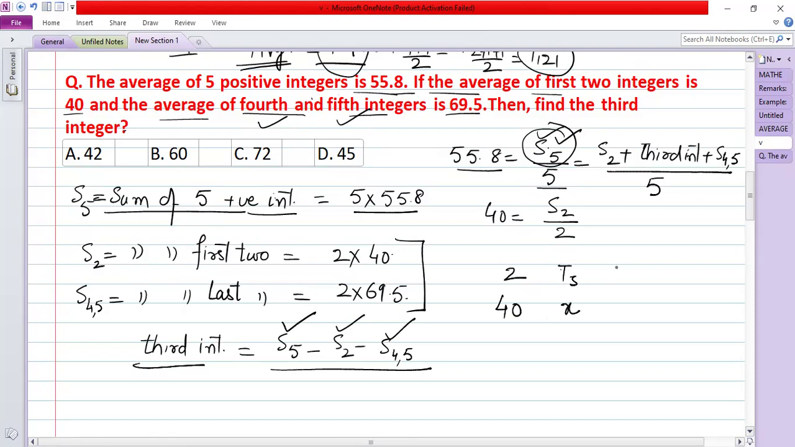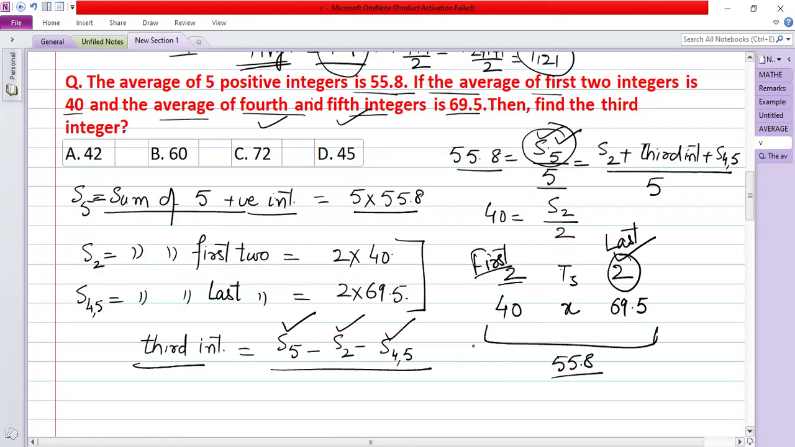And then the last two terms. For the last two terms, I am again writing 2. So these are the first two terms, and these are the last two terms, and their average is 69.5. And their total average is 55.8.